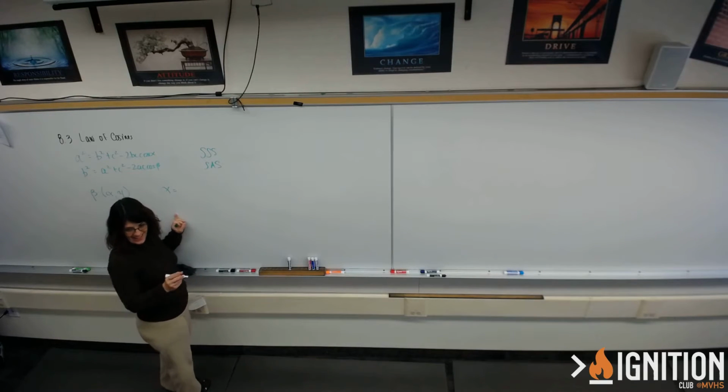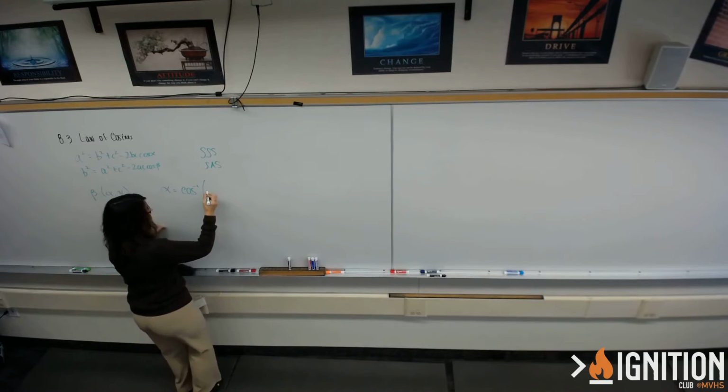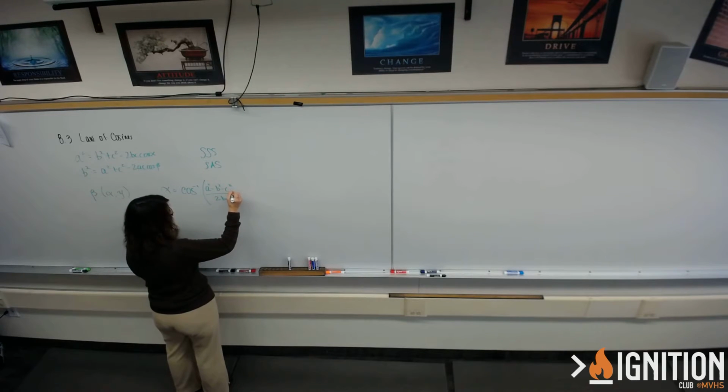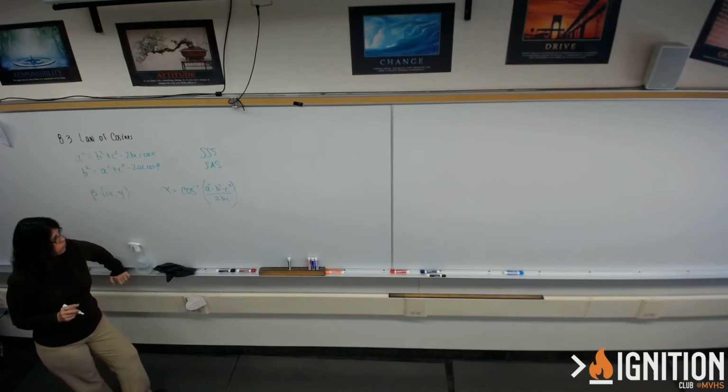The inverse cosine of quantity a squared minus b squared minus c squared divided by 2bc. That's it? Yeah. Okay, so your variables are correct and your squares are correct. I think we have some sign mistakes, negative, positive mistakes.